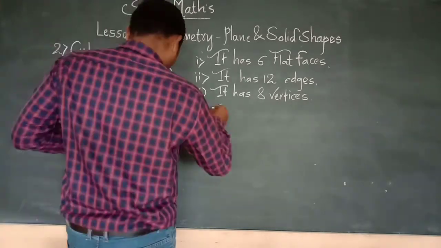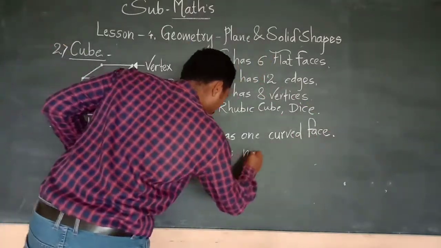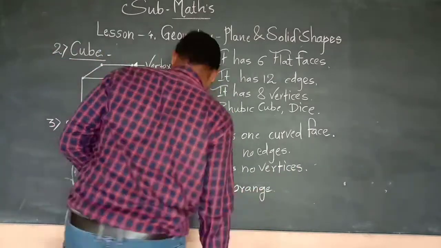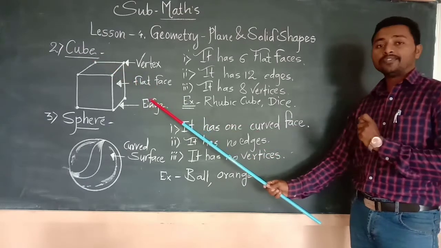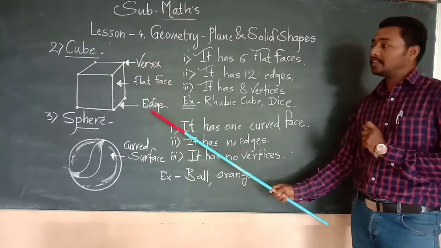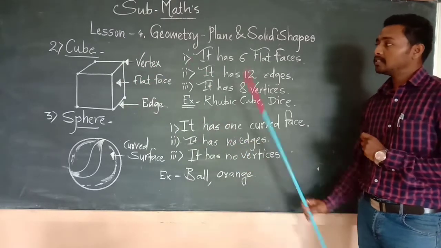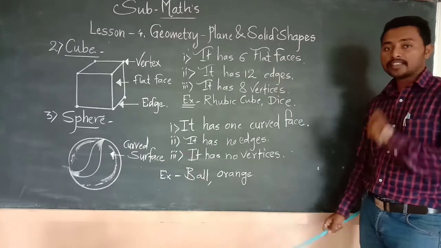Next, sphere. It has one curved face. Sphere has no edges. It has no vertices. Second point, cube. Observe this neat labeled diagram of a cube. It has all equal sides. Point number 1, it has 6 flat faces.